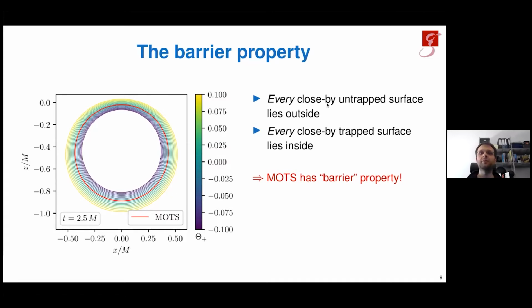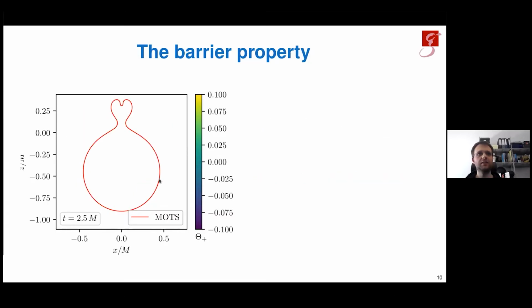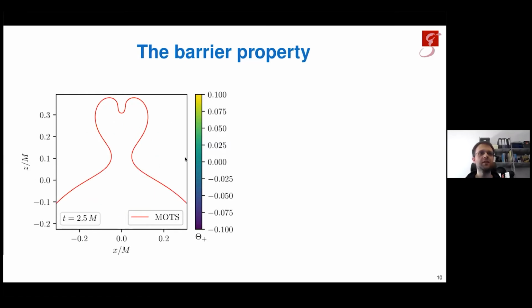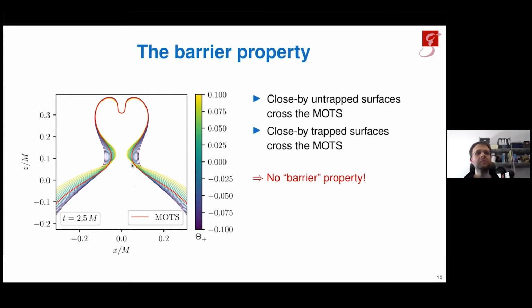Close by here, by the way, has a mathematical definition. It just means that there exists a small neighborhood such that every untrapped surface that lies in this neighborhood has to be on the outside or inside. Now, let's take a look at another MOTS. This is one of which we hope that it's not a black hole horizon. So let's zoom in on this upper part and also draw the shapes of constant expansion here, the trapped and untrapped surfaces. And we see they cross the MOTS multiple times even. So definitely, this MOTS does not have this barrier property.